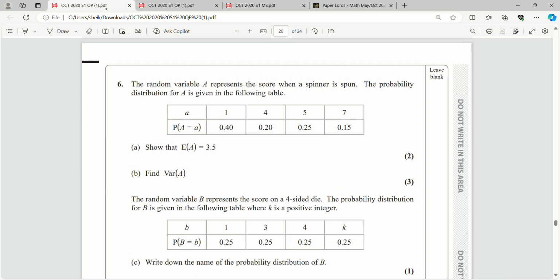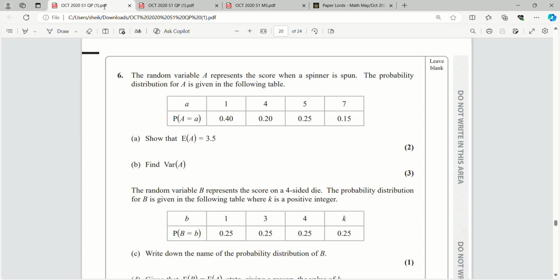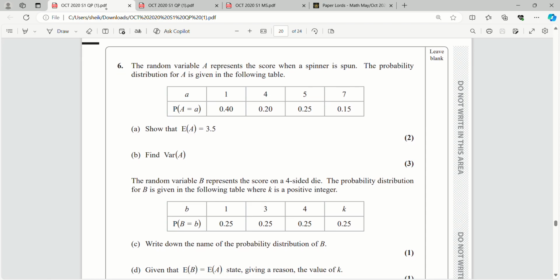Alright, so this is October 20, question number 6. This is S1 discrete random. As you can see, we have a probability distribution table. This is for a spinner, and they have asked us to calculate E(A) equals 3.5.